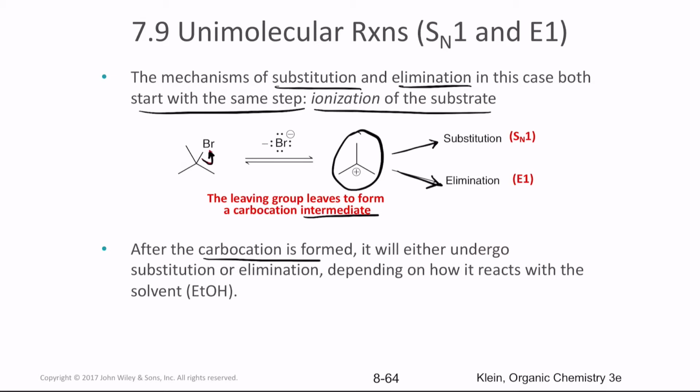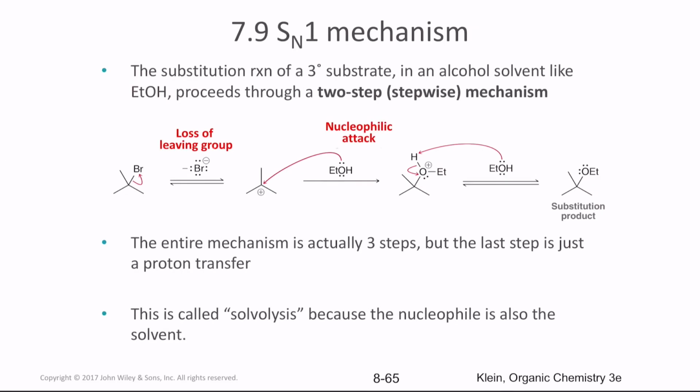After the carbocation is formed, it will undergo substitution or elimination, depending on how it reacts with the solvent. Let's take an example. You have the loss of a leaving group. You lose the Br minus, and you have a carbocation. The hydroxy group on ethyl alcohol will attack the carbocation. This is the nucleophilic attack. Once the nucleophilic attack occurs, the positive charge takes up the electron pair and bonds with the oxygen.